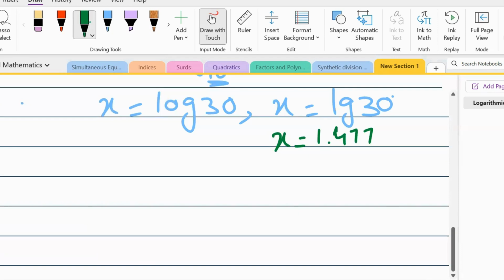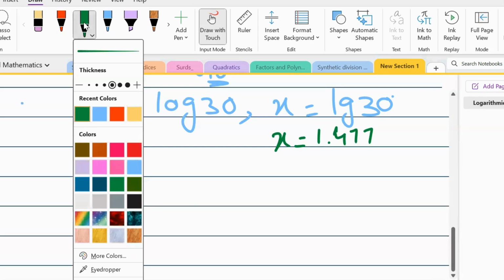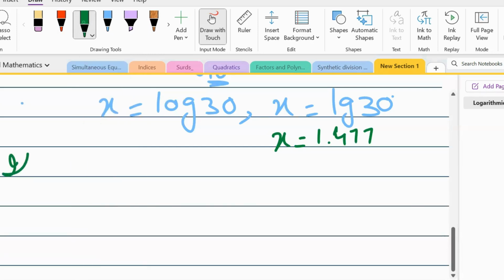So consequently, now you have learned a rule that if y is 10 raised to the power x, then x is equal to log base 10 of y.